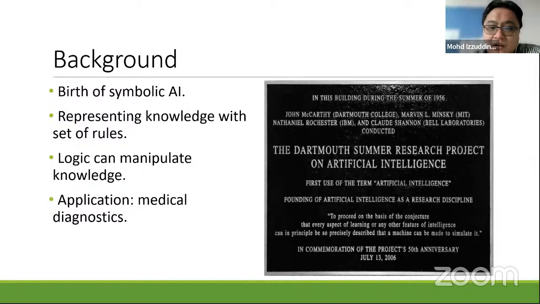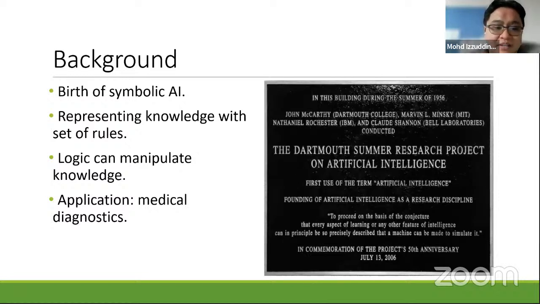During this huge workshop, they wanted to come up with an intelligent system that can simulate human intelligence. This came with the birth of Symbolic AI, the first AI that we had during this time. It represents knowledge with a set of rules, similar to an expert system, so you can use logic to manipulate this knowledge.